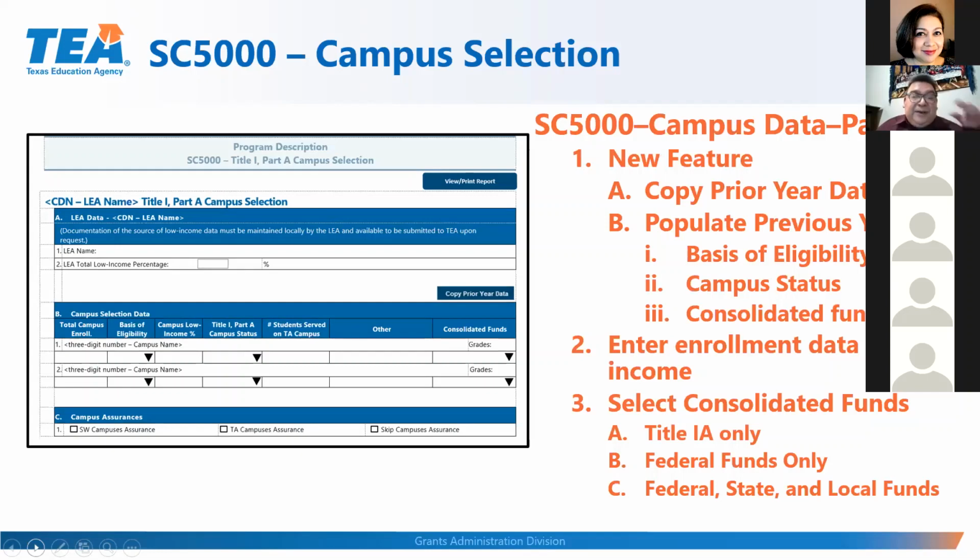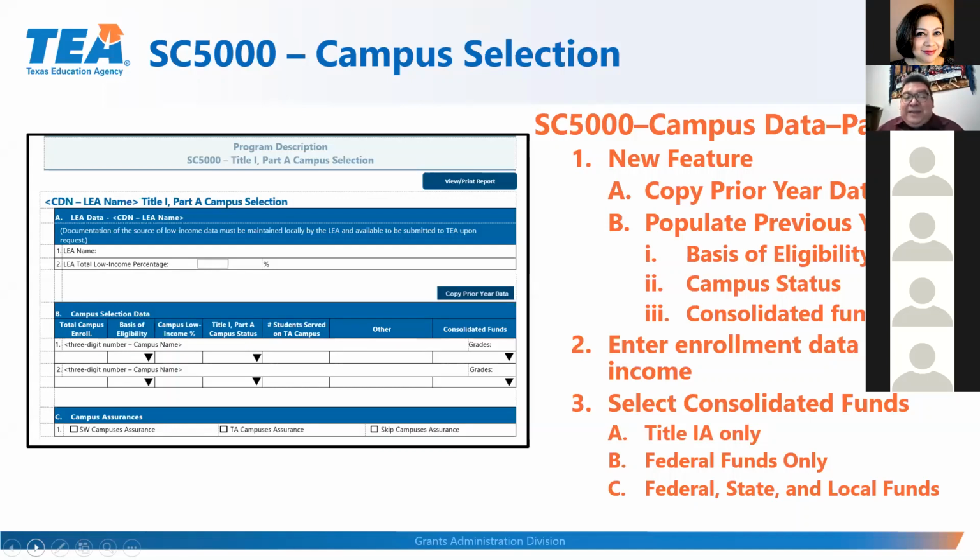There is a feature here for if you applied for Title 1A and you filled out the schedule last year, you can copy prior year data. It only copies 3 fields: your basis of eligibility, your campus status, and the consolidated funds, whether you're using Title 1A only, federal funds, or federal, state, and local.